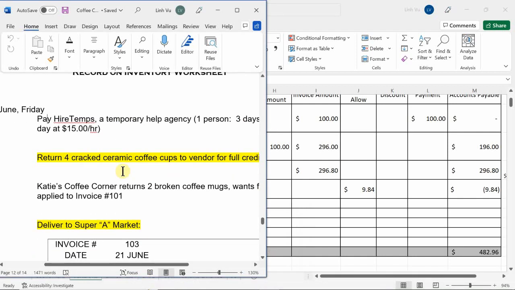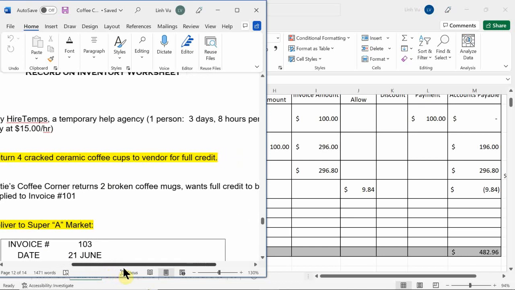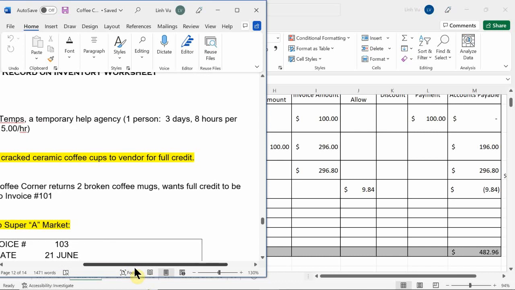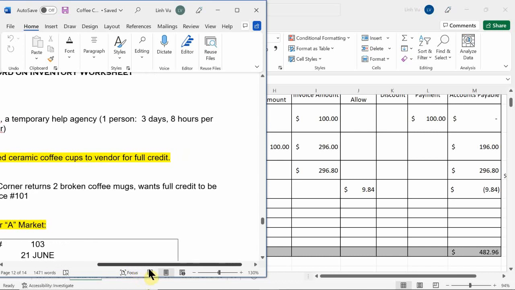So now we run into a situation where Miss Katie's Coffee Corner decides to call us and tell us that, hey, we opened our box and we received 2 of these mugs were actually broken. Okay, so in this case, because we are acting as a wholesaler, we must issue them a full refund because we were responsible for making the shipment and delivering it to Katie's Coffee Corner.